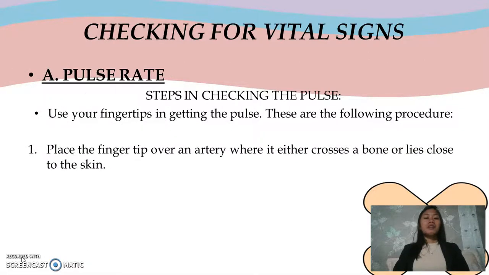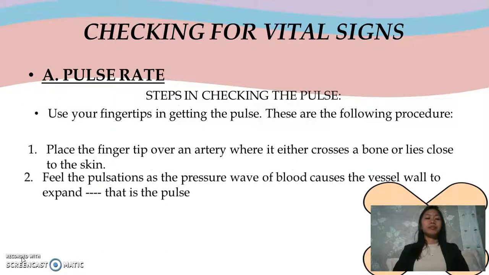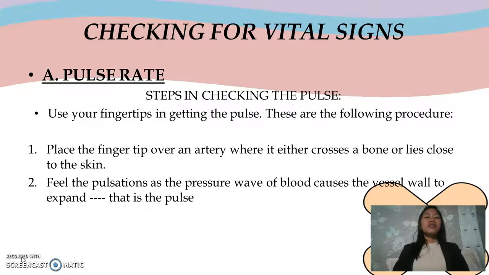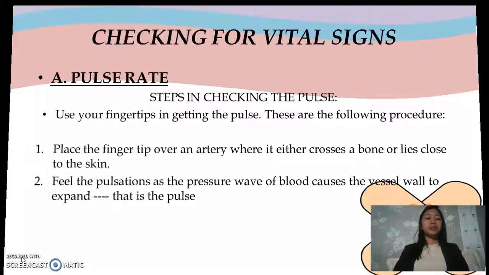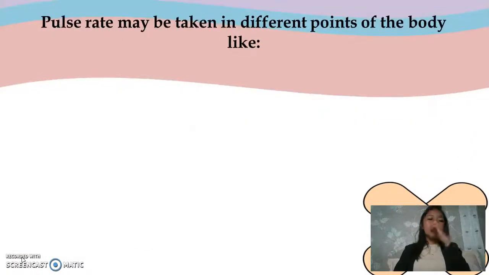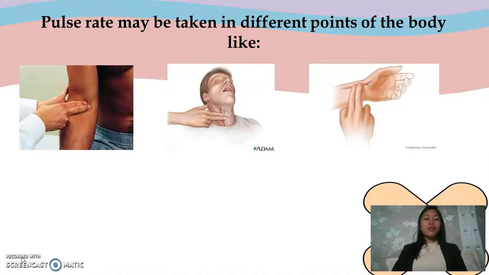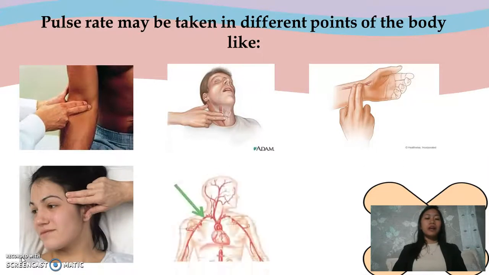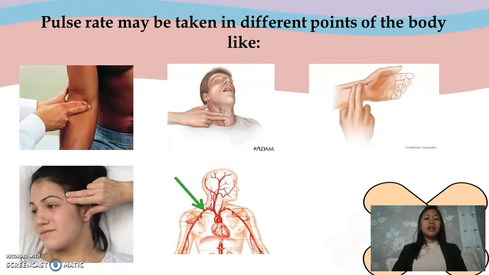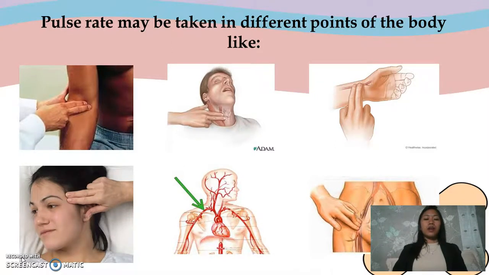First, place the fingertip over an artery where it either crosses a bone or lies close to the skin. Number 2. Feel the pulsations as a pressure wave of blood causes the vessel wall to expand. That is the pulse. Pulse rate may be taken at different points of the body like the brachial, carotid, the wrist, temporal, and femoral.